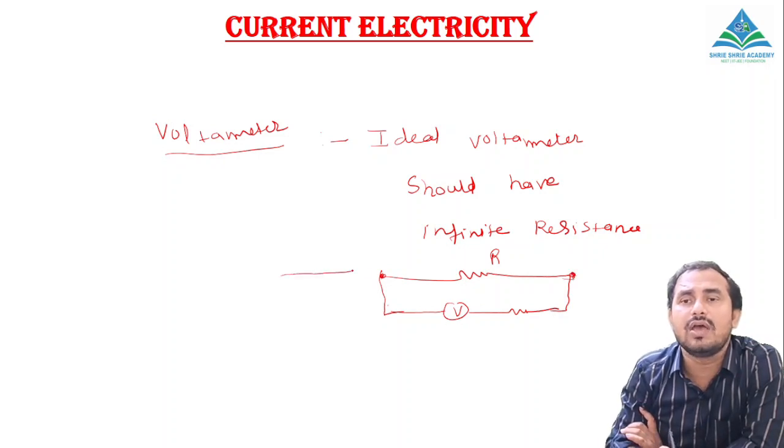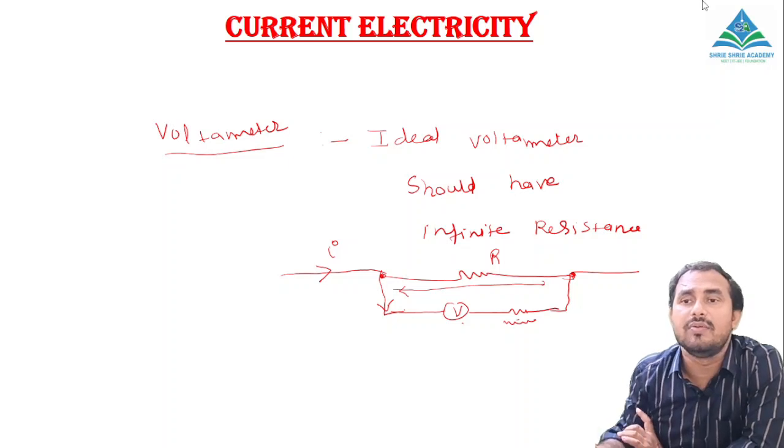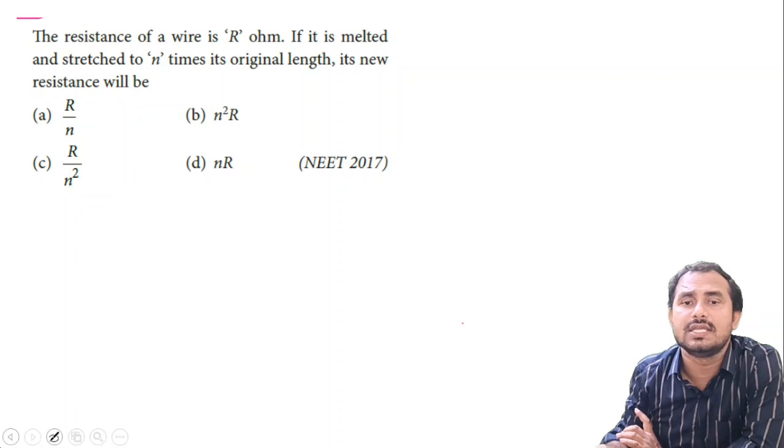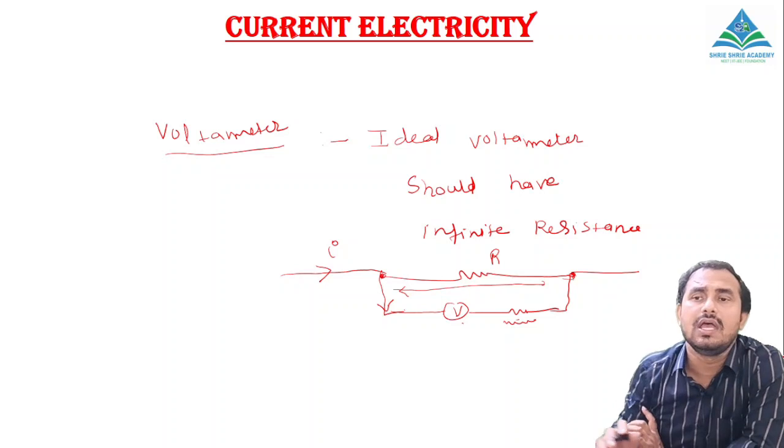So why should it have infinite resistance? Because when current is passing, all the current should pass from here only, so that you can measure the exact voltage across this resistor, right? And on this concept, one time a question was asked: if you connect some resistance in series with the voltmeter, it will not affect the resistance of the voltmeter. The reason is simple: the voltmeter already has very high resistance, so it makes no sense to connect some resistance in series with that.